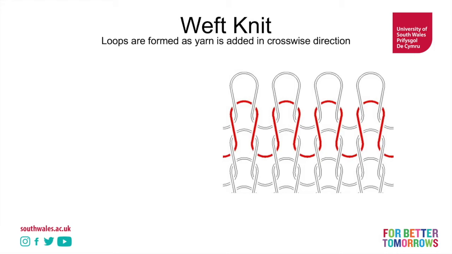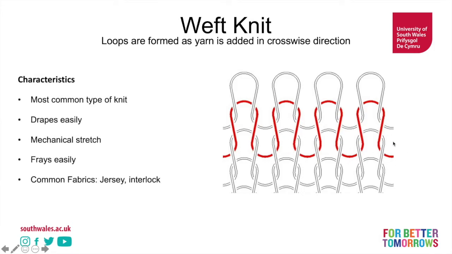So, a weft knit is where loops are formed as the yarn is added in a crosswise direction. So think of our weft moving across, and that's what we're doing. You can see how those loops are connected across the fabric there, each one creating a loop for the next loop to go through. This is the most common type of knit. It's very easy to drape and it has mechanical stretch because of all the gaps created.